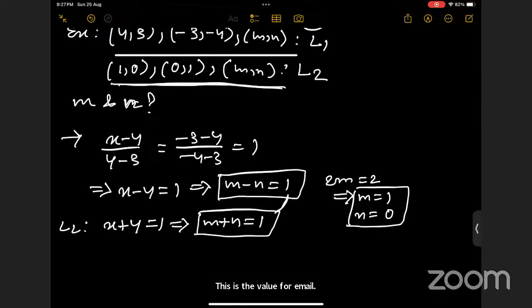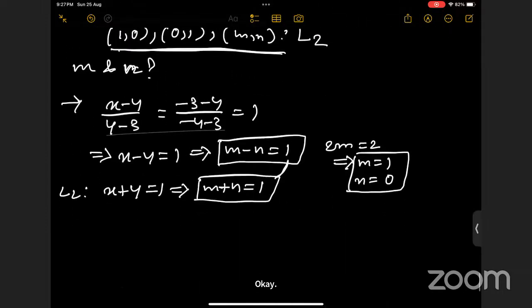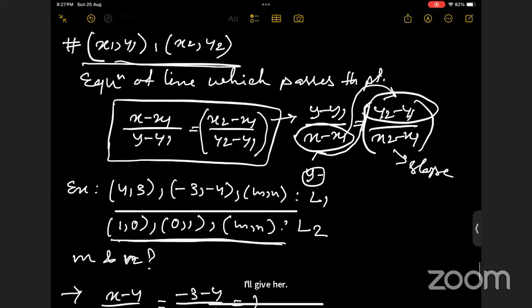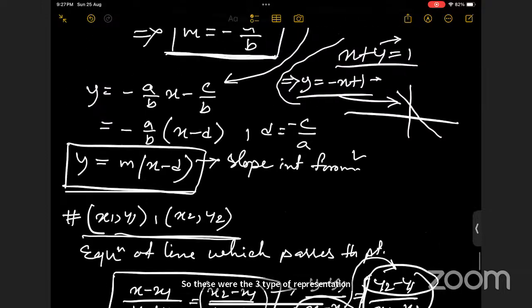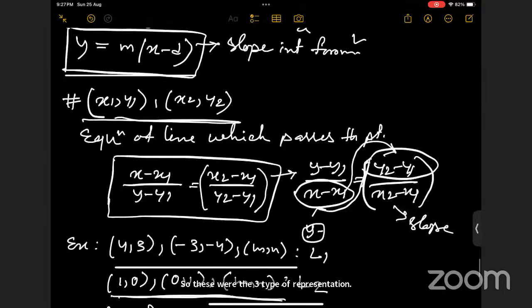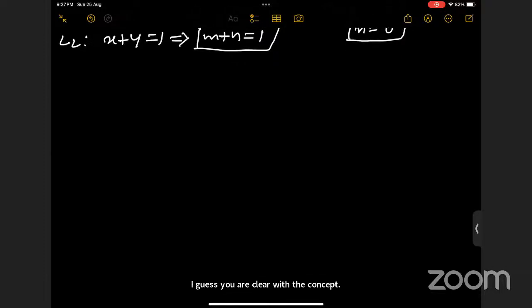Yes, ma'am. Okay. I guess you don't have any other doubt with this. It's fine? Okay. So these were the three types of representation for a line. I guess you are clear with the concept. So you can again move to the quadratic function. I guess it was your week 2 content, right?